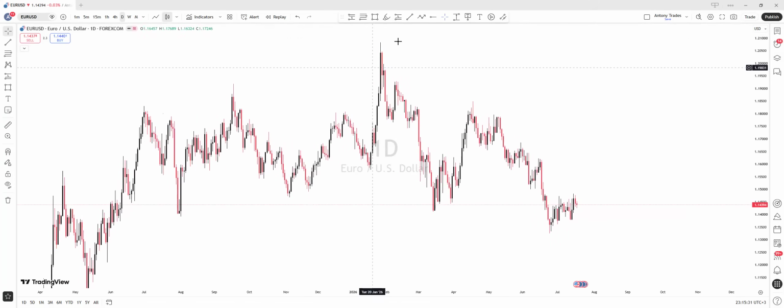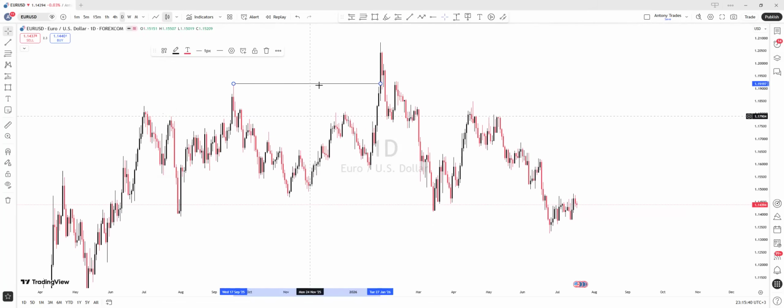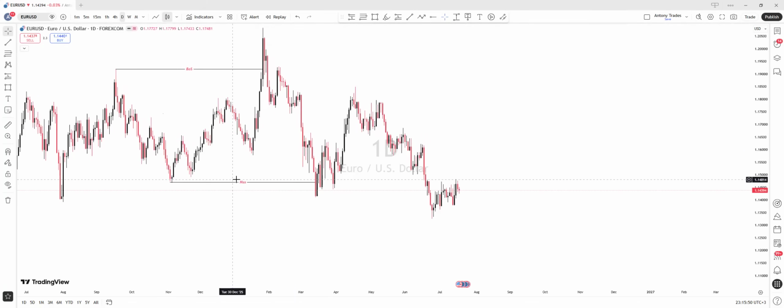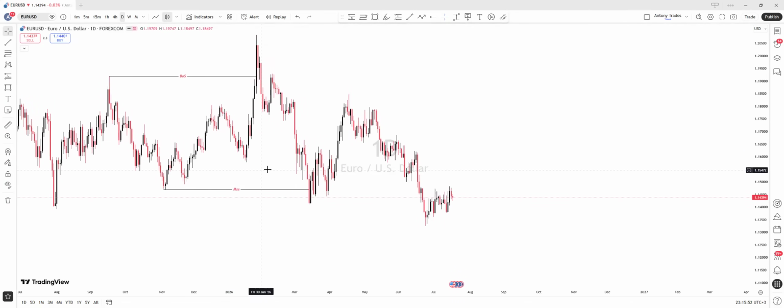So what are we seeing the Euro USD doing on a daily time frame? We can see that this is our last bullish break of structure to the upside. And then we see the Euro USD giving us a change of character to the downside. So that means what? The trend of the market has shifted from bullish to bearish.